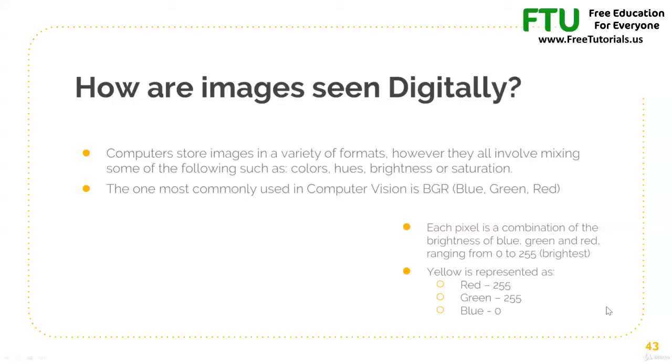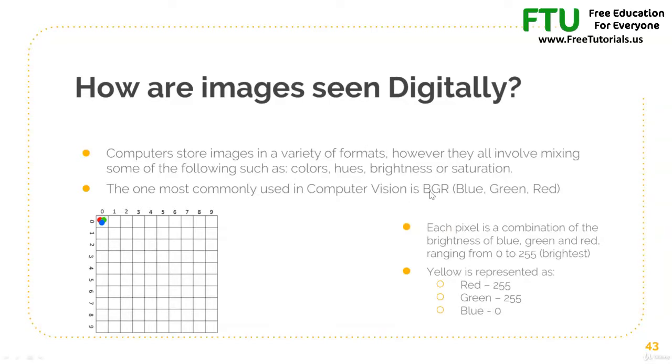So how are images seen digitally? Now, computers store images in a variety of formats. However, they all involve mixing colors, or hues, or brightness, or saturation. And the most commonly used one in computer vision is BGR. BGR stands for blue, green, and red. What this means is that at this pixel location right here, location 0,0, which on your computer screen would be this top left corner, imagine we have a mix of three colors. If you take a magnifying glass, you can most likely see the red, green, and blue pixels at the corner here.